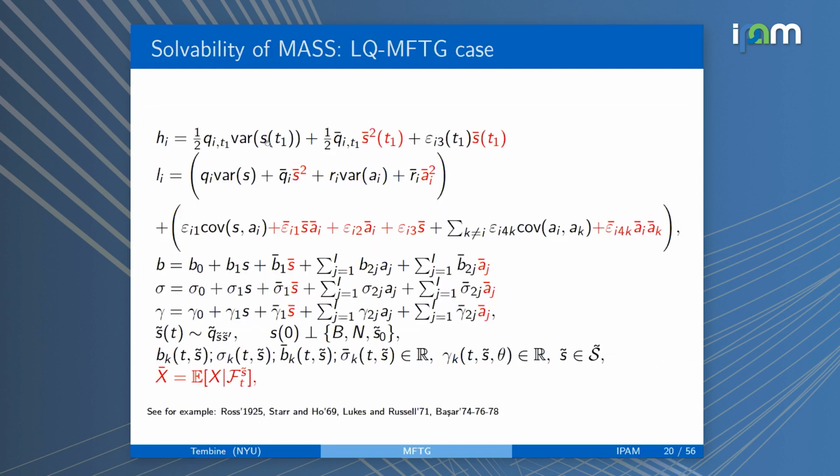Now let's look at solvability of both systems in the linear quadratic case, in one dimension, and the terminal cost is given by the variance of s at time t1, weighted by a coefficient. Okay, this is a positive scalar coefficient, and s bar is the average of s, and then we get s bar squared here, so that is quadratic, and this is another positive coefficient.